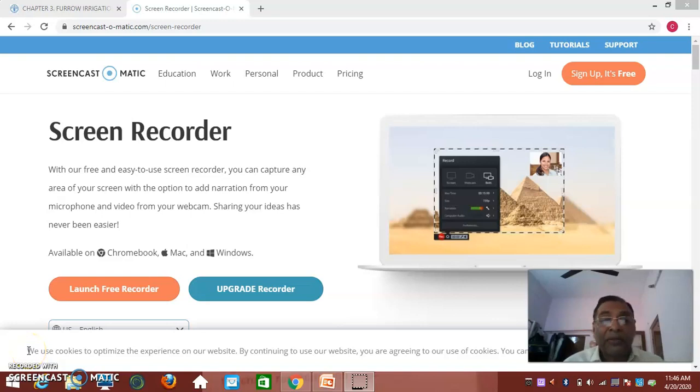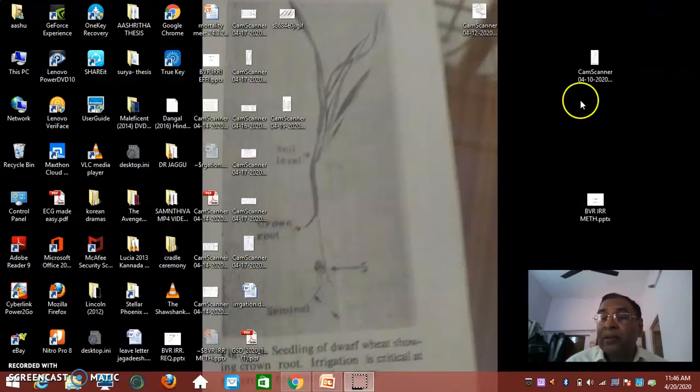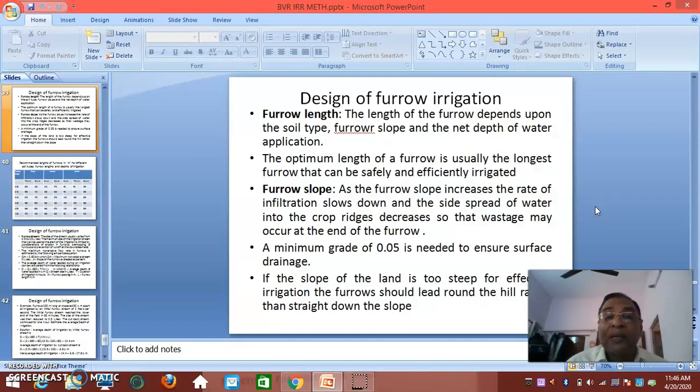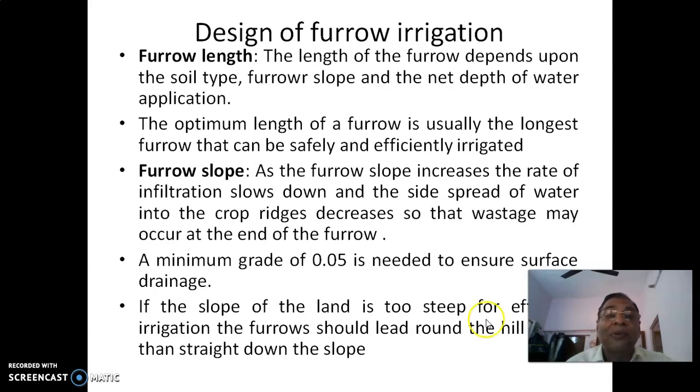Okay, we will continue from the last slide where I stopped in the middle of the design of furrow irrigation. Let us go to our PowerPoint presentation again. In the design of furrow irrigation, we discussed furrow length, optimum length, and furrow slope. Then we go to the next one. Design of furrow irrigation, length and other things are over.